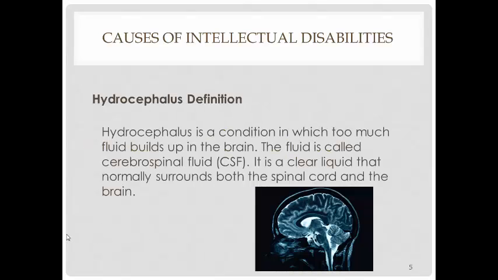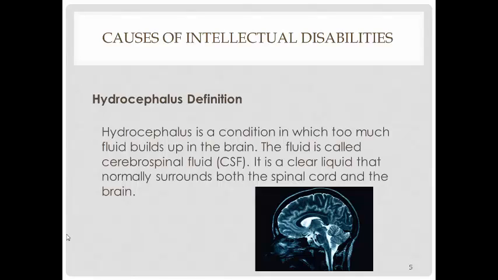Hydrocephalus is a condition where too much fluid builds up on the brain, and this is called cerebral spinal fluid. It's a clear liquid that surrounds both the spinal column and the brain, and the child will usually have a head that looks too big for the body. And this can continue all the way through adulthood. What doctors usually do is go in and put a shunt, which is a plastic tube inside the person's skull, and that will drain the fluid.